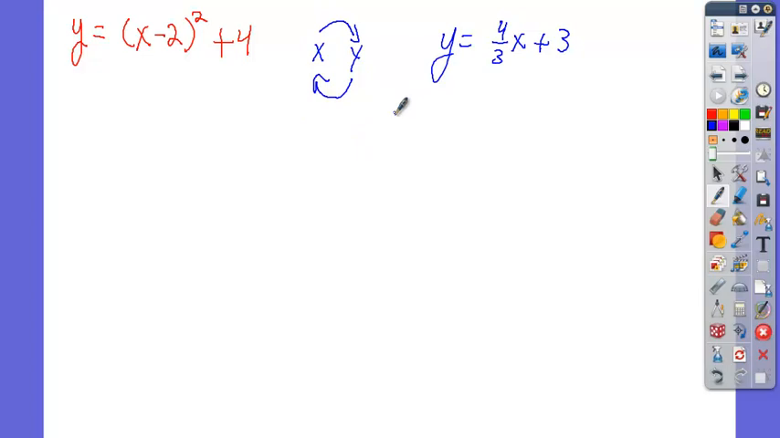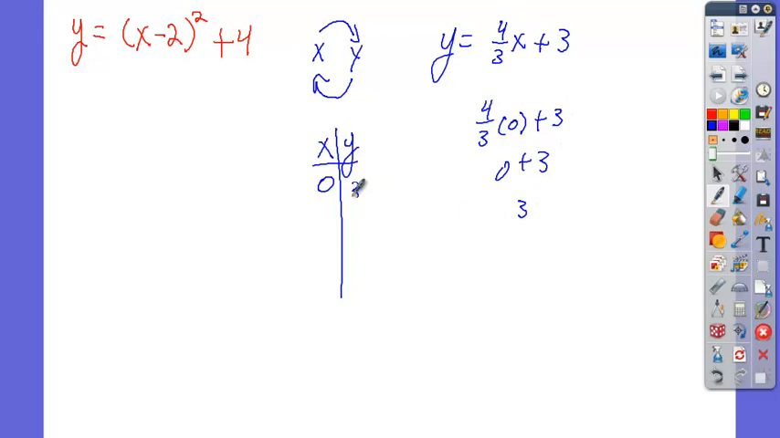And so what we're going to do is take this idea one step further with algebra versus looking at it graphically. So remember, on a table, mainly what we did was we just switched our x and our y values. And truthfully, if I wanted to, I could take an x value here, like let's say 0, and if I plugged it in here for 4 over 3 times 0 plus 3, I would get 0 plus 3, and I know my y value is 3.